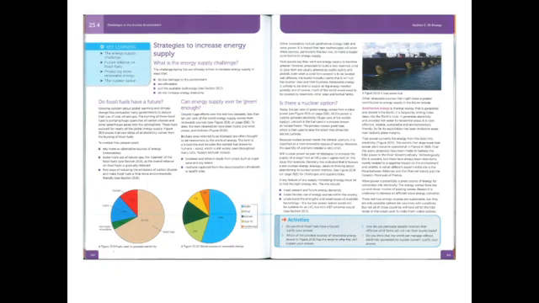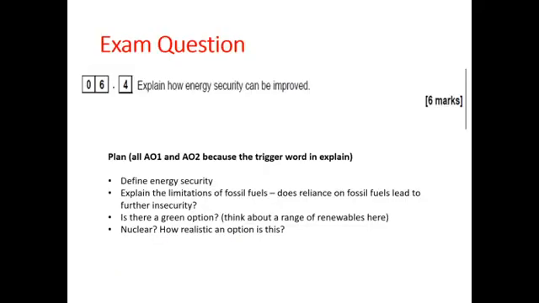So having read through this sheet and thought about your notes, what I now want you to do is have a go at this 6-mark question. It's all AO1 and AO2 because the trigger word is explain. There's no evaluate, there's no assess, it's just explain. So, a little bit of a structure for you. I want you to think about those things.